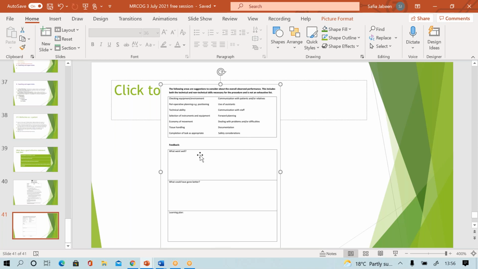What went well, she can tell me first, and then I can add by saying, yes, that doesn't mean she has failed all these points here. But then I need to see which one. For example, she might have a selection of instruments. She may not have chosen the right instrument, or economy of movement. She might have taken a bit longer.